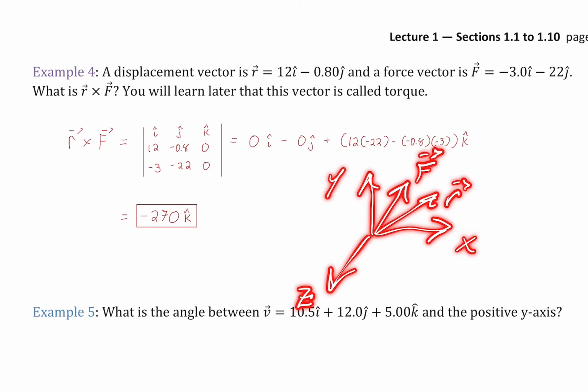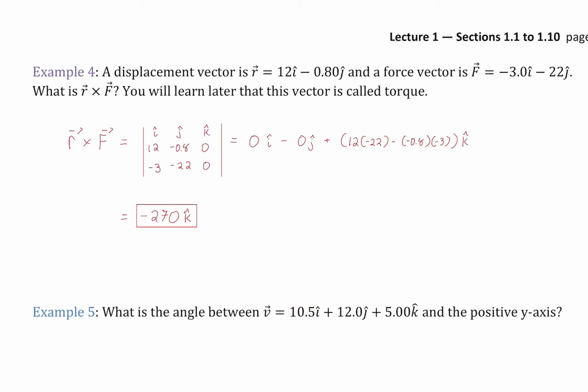Since they're in the xy plane, the only way we can get a vector that's perpendicular to both of them is to have that vector entirely along z. It has to point in the z direction. That's the only way it can point, because it's perpendicular to both of them. It's perpendicular to the plane formed by those two vectors.